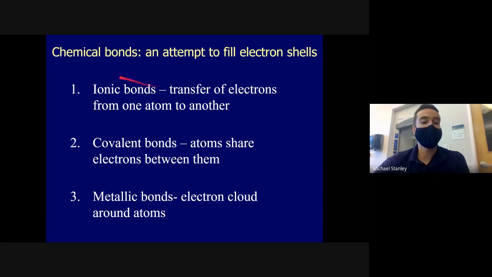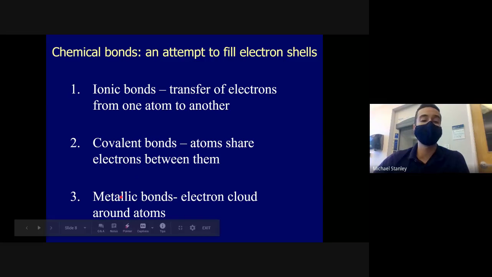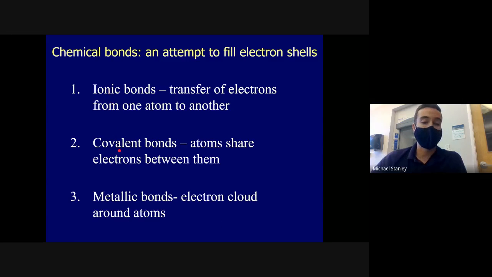So ionic bonds and covalent bonds are the main ones that we are going to look at. Metallic bonds we'll talk about very briefly, but you don't really need to know very much about those. But ionic and covalent are what we're really gonna hit hard today.